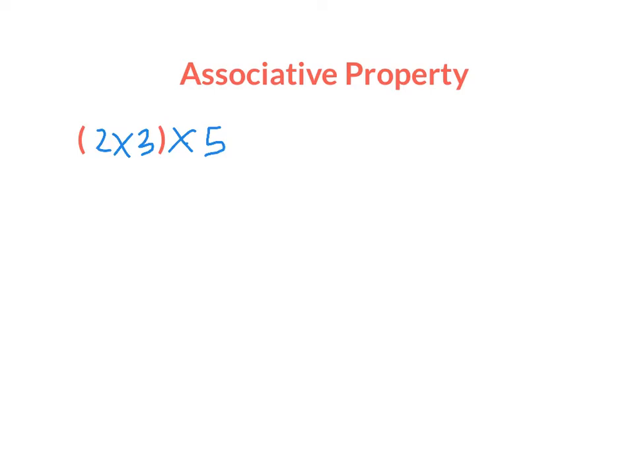The associative property says that if you are adding or multiplying, it doesn't matter where you put the parentheses, you're still going to come up with the same answer. Again, this only applies to adding or multiplying. If we solve this problem, we would do the parentheses first. 2 times 3 would be 6, and then we would multiply it by 5, which would get us 30.